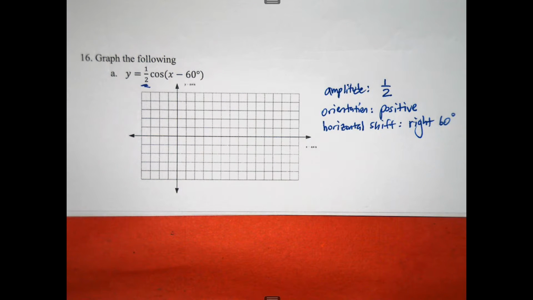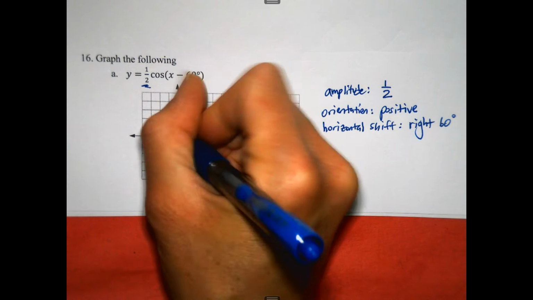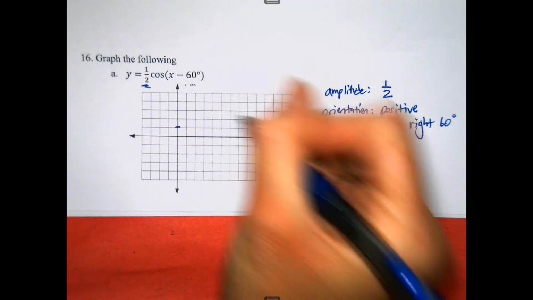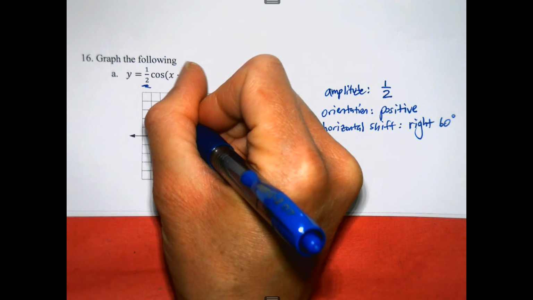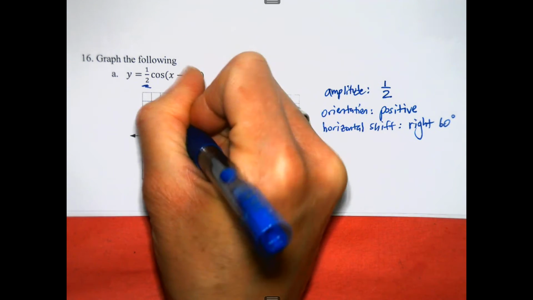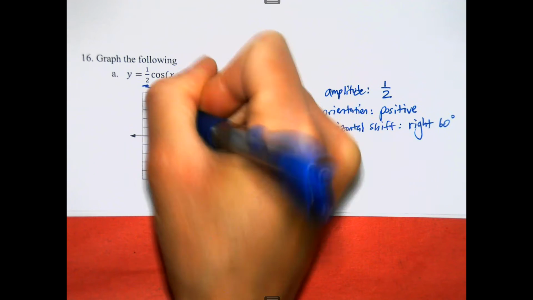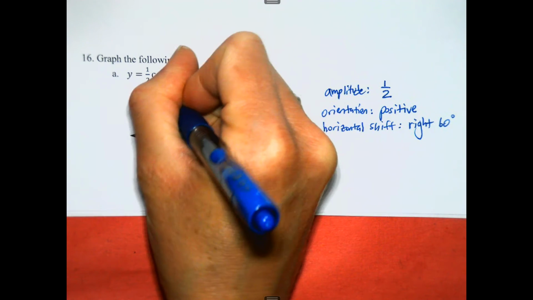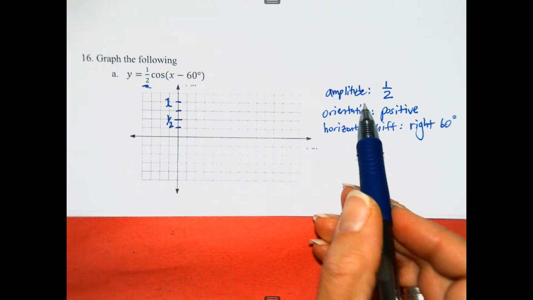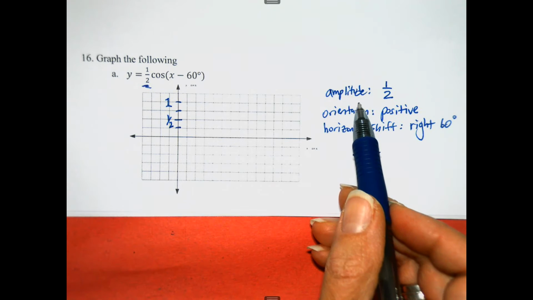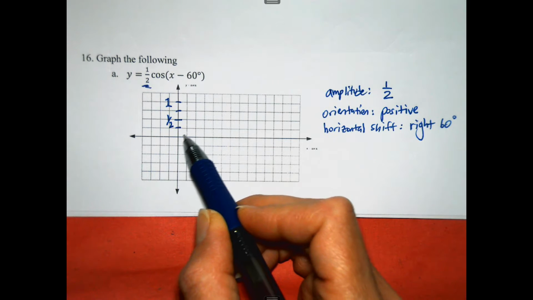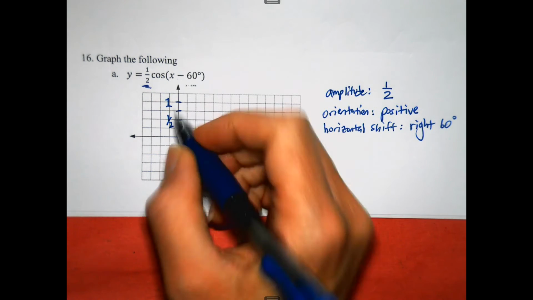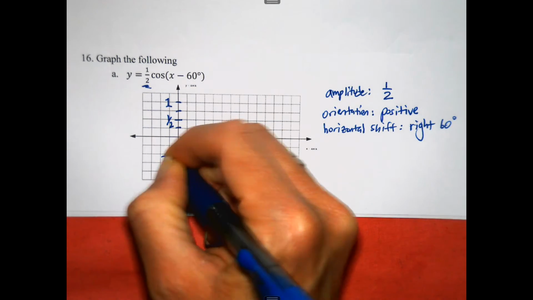So now I'm going to label my axes. On my y-axis, I'm going to go by halves. Actually, I'm going to go by quarters so that I can use up some of this space because I only have an amplitude of 1/2. So I want to have some space. Instead of getting a tiny little wave down here, let's actually utilize some of this space.